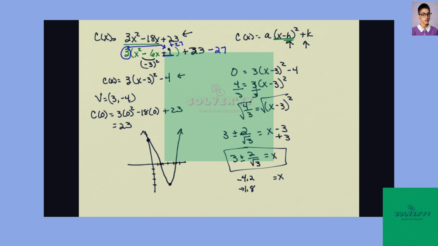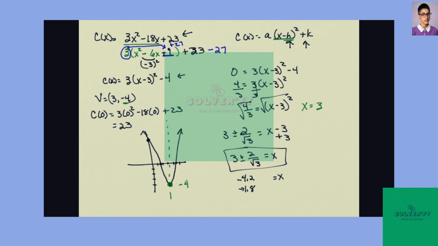The axis of symmetry is going to be this vertical line that goes through my vertex, so it's going to be x equals 3. Then we want to know the minimum or maximum value. Again, that's going to be at my vertex. So my minimum value is going to be negative 4.